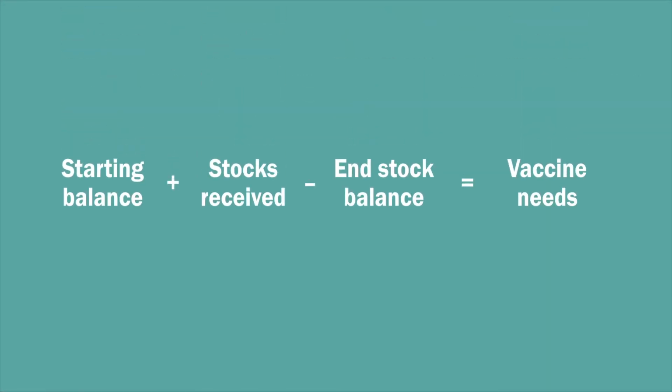To calculate your vaccine needs based on previous consumption, you will use this formula. You will need 3 types of data: starting or initial stock balance, the number of doses at the beginning of a given period; stocks received, the additional doses received during the period; and end stock balance, the number of doses remaining at the end of the period.